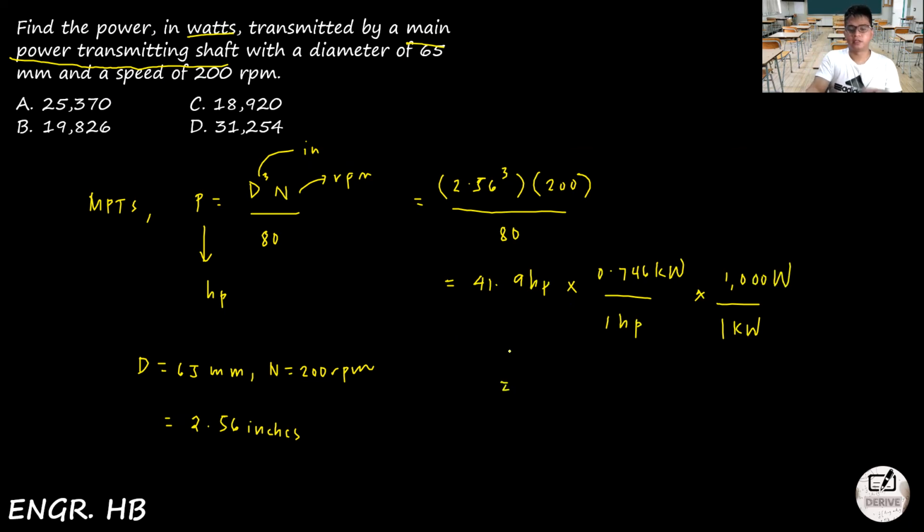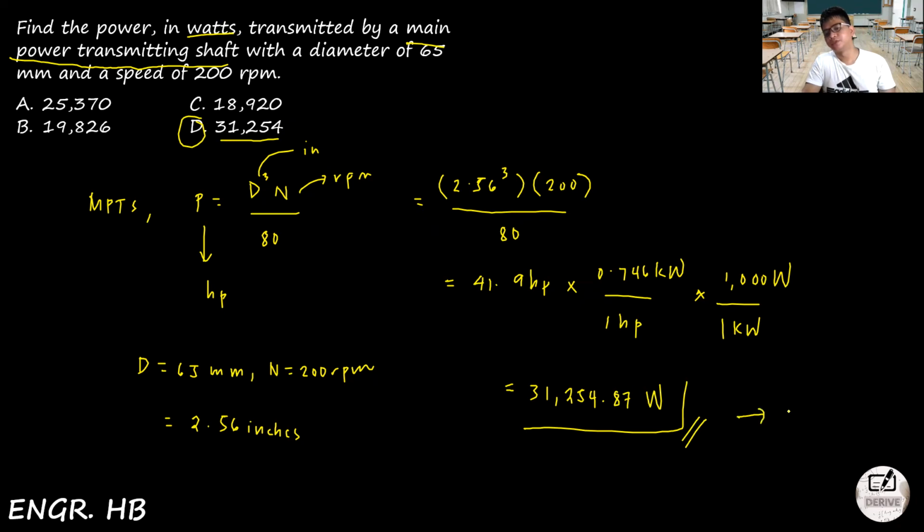So the answer is 41.9 times 0.746 times 1,000. So the answer is 31,254.87 watts. So meron ba sa answer? So the answer is letter D. So ang pinakamalapit is 31,254. Wala lang decimal, pero obviously naman siya ang pinakamalapit. So the answer is letter D.